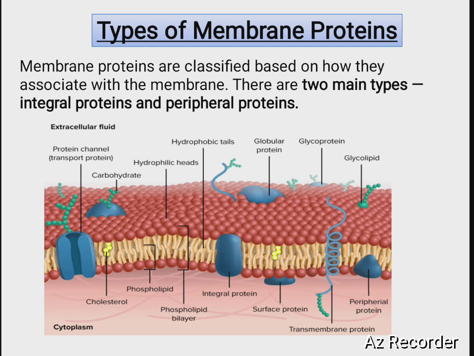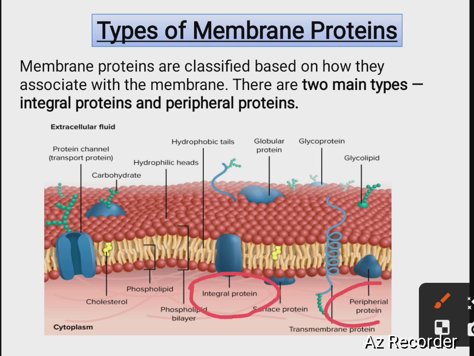Next, see what the main types of membrane proteins are. Here we can see that in the membrane proteins, mainly we have two types: integral proteins and peripheral proteins. So what are those? Integral proteins are embedded within the lipid bilayer. Here you can see the lipid bilayer. It has two layers, and the protein is embedded in the lipid bilayer.